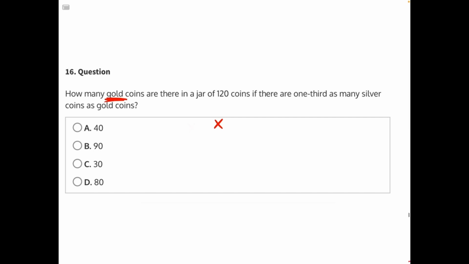The jar is made up of gold and silver coins, and the amount of silver coins is 1/3 that of the number of gold coins. So if we add our gold coins to our silver coins, which would be 1/3 the amount of gold coins we have, the total amount of coins is 120. Now we have an equation to work with to help us find the amount of gold coins that are in this jar. Let's start by combining our like terms.